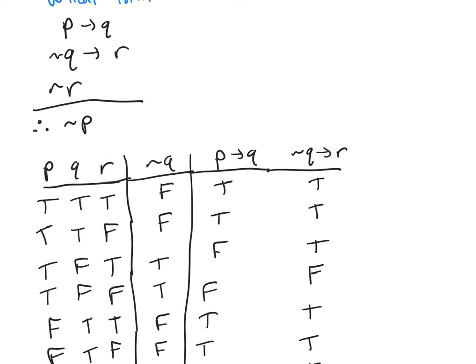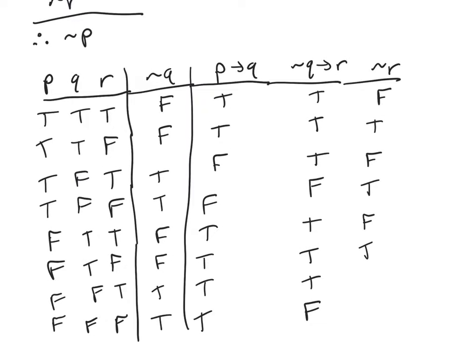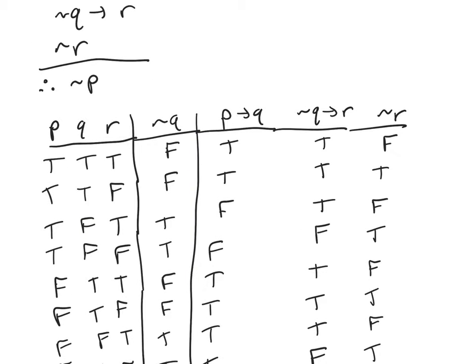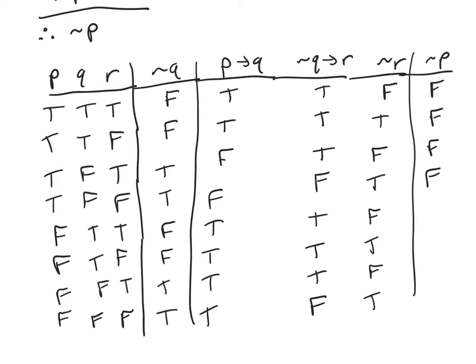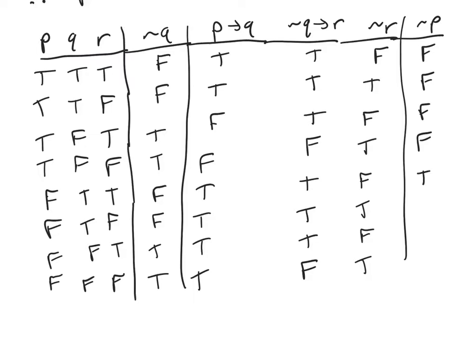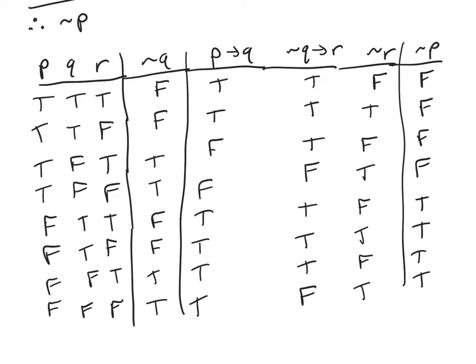So my last premise is going to be not R. So just flip the entries of R: false, true, false, true, false, true, false, true. So there are all my premises. Now I need a column for my conclusion, which is not P. So I'm going to flip all the entries of P. And then true, true, true, true.